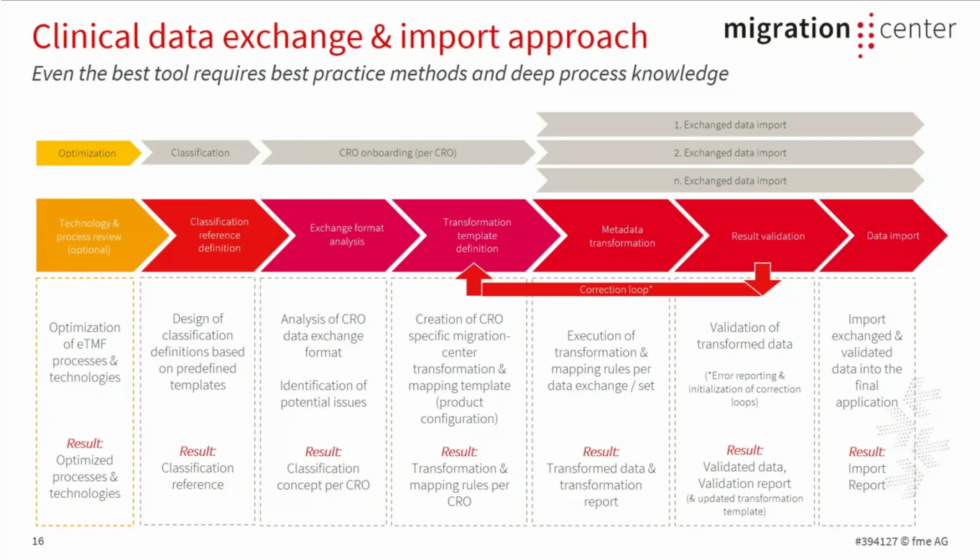In the next phase, our team will configure the product and define the transformation templates according to the classification concept per CRO. These templates are reusable for each CRO data import in the upcoming phases. The next 3 phases will be executed for each individual exchange data set. In the transformation phase, the exchange data are transformed and mapped based on the predefined templates. This new metadata is validated against the required target system structure and classification in the validation phase. And finally, in the import phase, the new documents are imported and created in the clinical application.